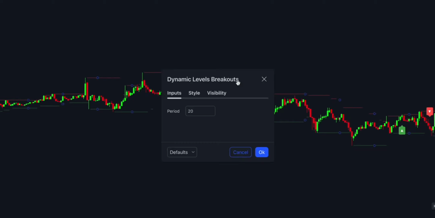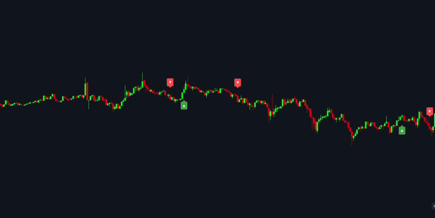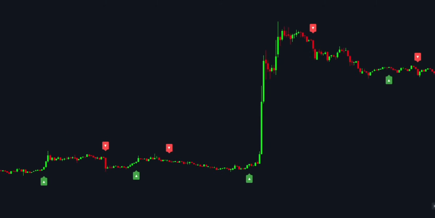In the indicator settings, you can customize the period. The higher the number, the less sensitive the reading becomes. I recommend setting this value to 14. To keep the chart neat and tidy, I also suggest disabling the plots in the Style section. The Dynamic Levels Breakouts indicator is quite accurate as a whole.